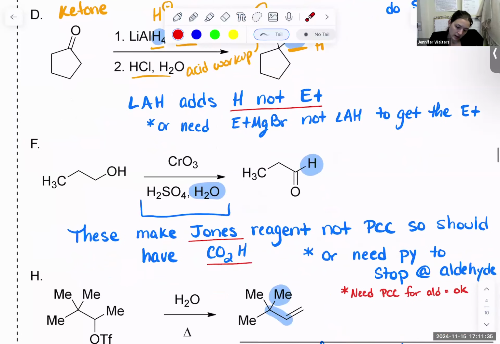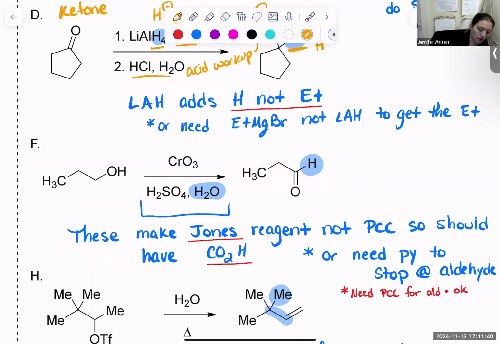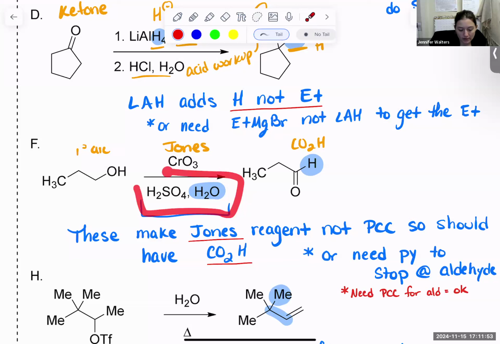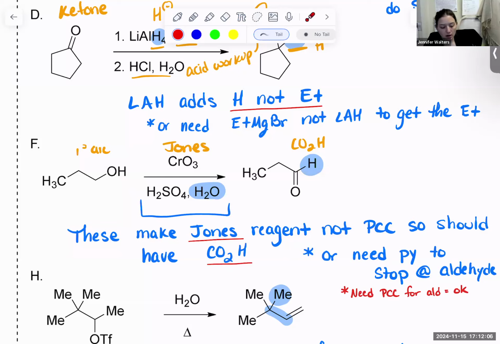F. So here, I was hoping that you would recognize that your primary alcohol in the presence of the Jones reagent will become a carboxylic acid. So I wanted you to identify that these reagents, so having that water, is what makes Jones, and Jones makes carboxylic acid. So that was the complete answer.